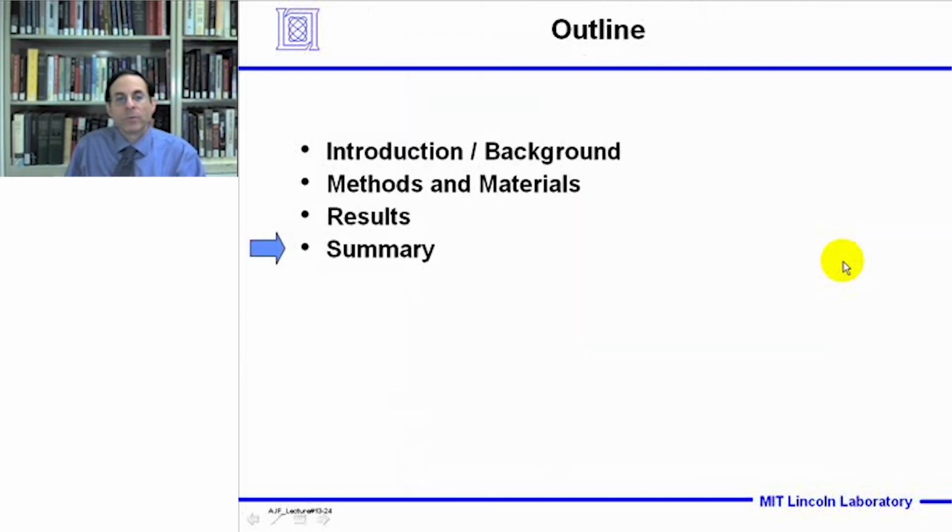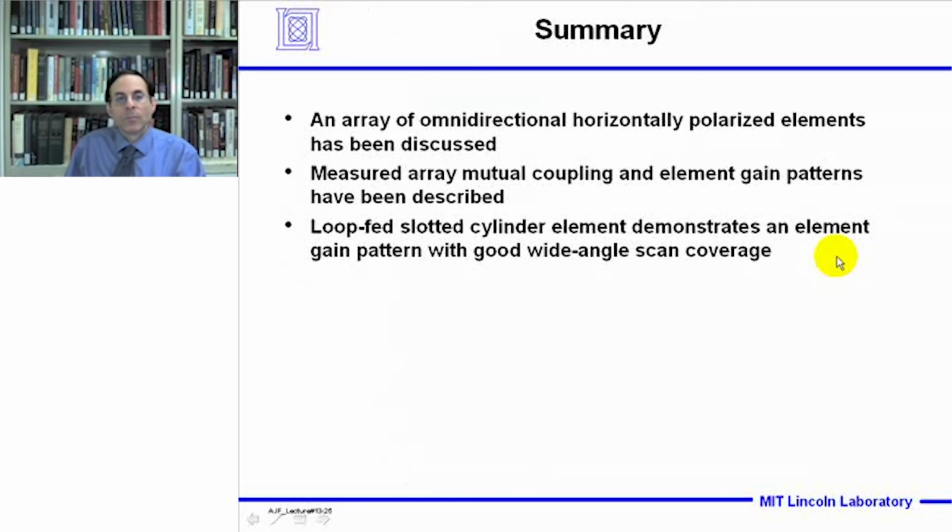So let's summarize. In this lecture, we have discussed an array of horizontally polarized loop-fed slotted cylinder antennas. We've shown measured array mutual coupling and element gain patterns for hexagonal arrays and linear arrays. And the loop-fed slotted cylinder element demonstrates an element gain pattern with good wide-angle scan coverage.